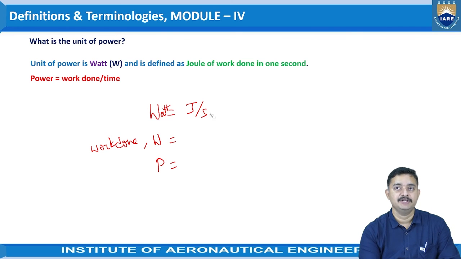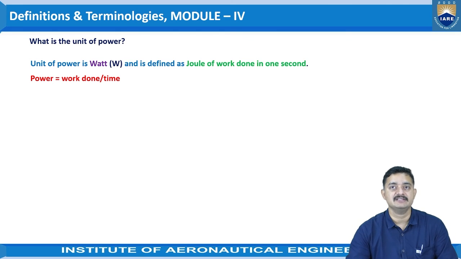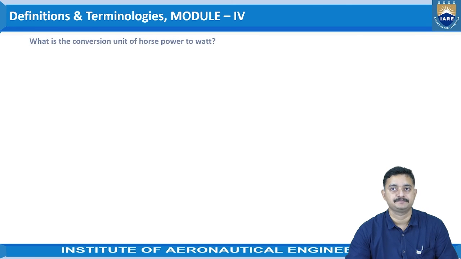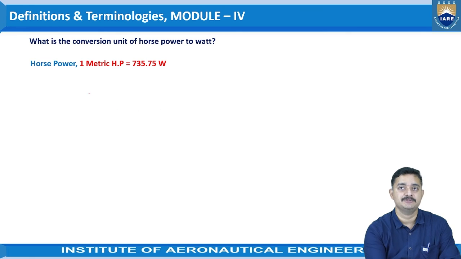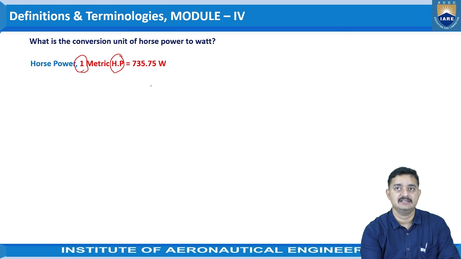So depending on the given inputs, the given data, we are going to consider the units and the level of the representation. So the unit of power is work done by time. Then what is the conversion unit of horsepower to watt? So the metric horsepower is given as 735.75 watts. So 1 HP, generally you are going to see this in the form of the electrical dimension specifications, wherein 1 HP is treated as 735.75 watt.